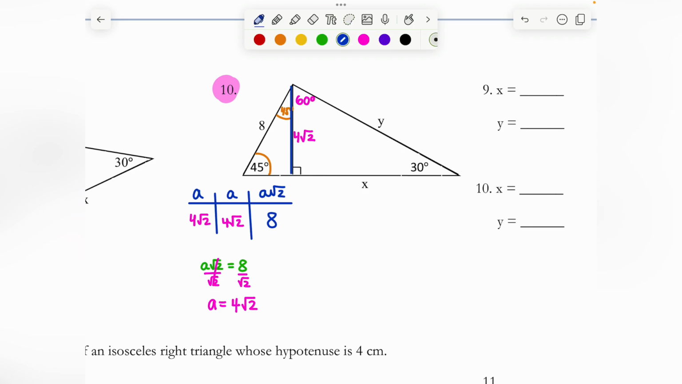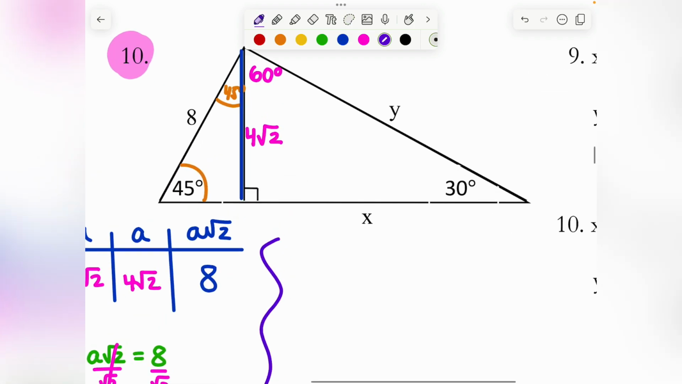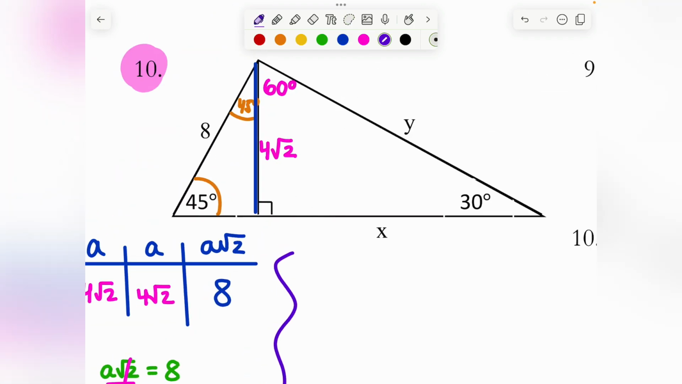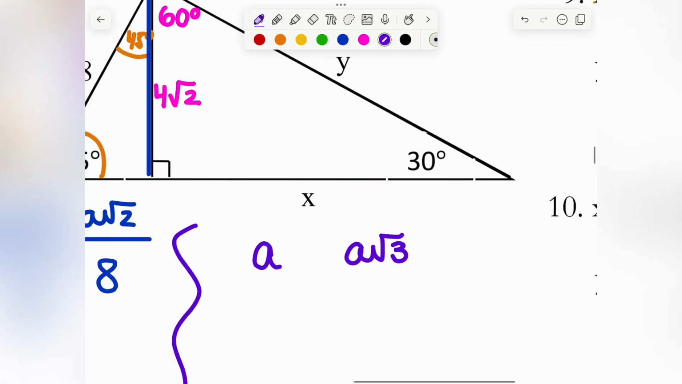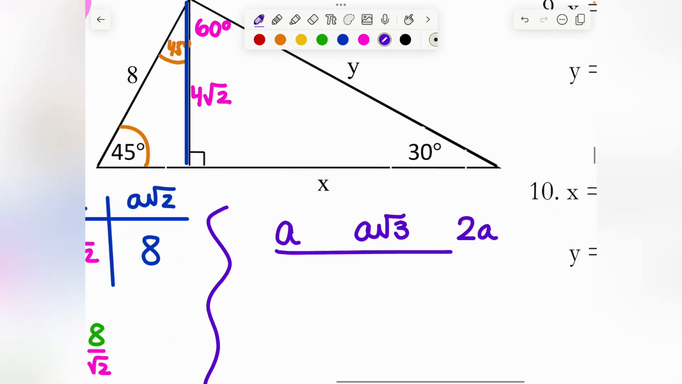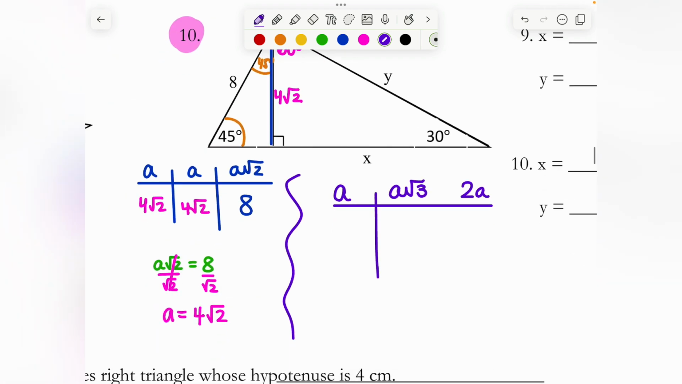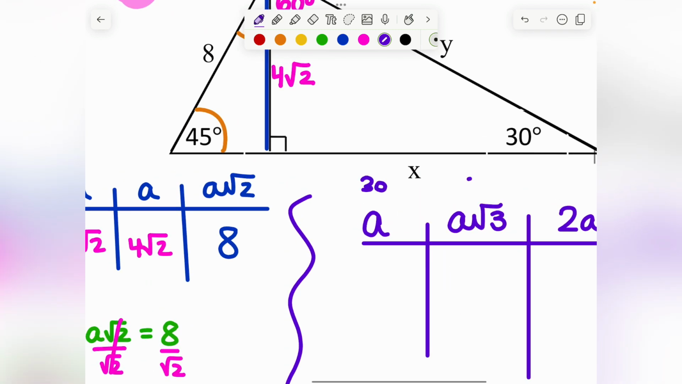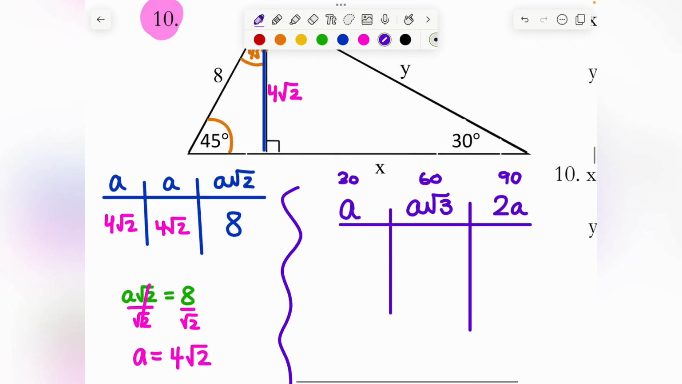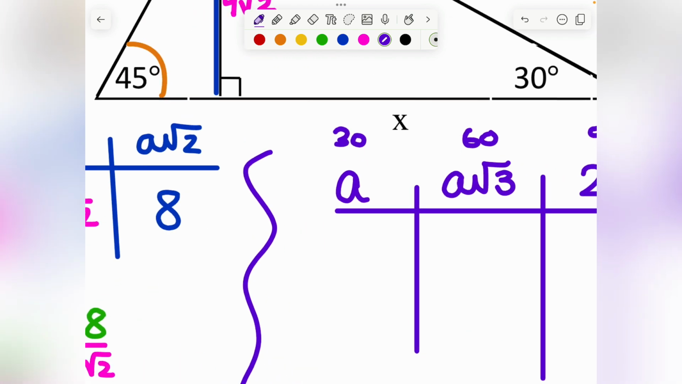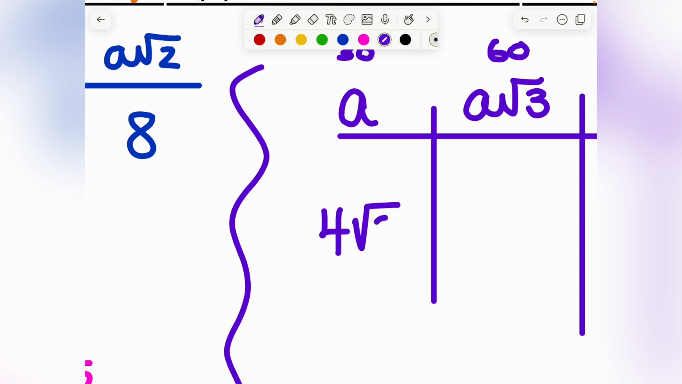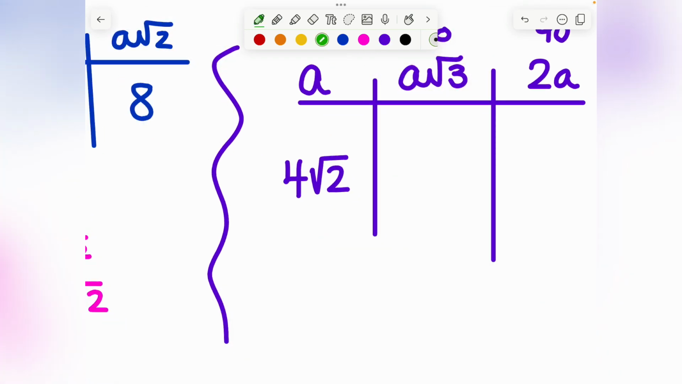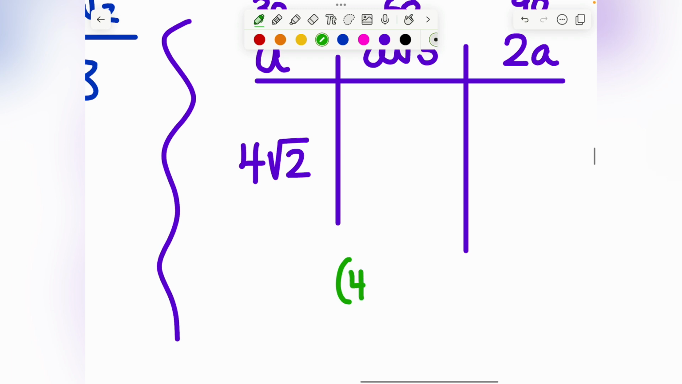Okay, we have across from the 30 is a, across from the 60 is a root 3, and across from the 90 is 2a. That's the pattern for 30, 60, 90, if you can remember. Sometimes it helps to write down 30, 60, 90, whatever you want to do. All right, so across from the 30, in this case, is 4 root 2.